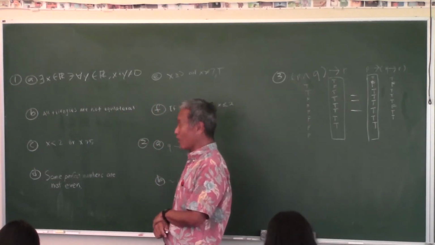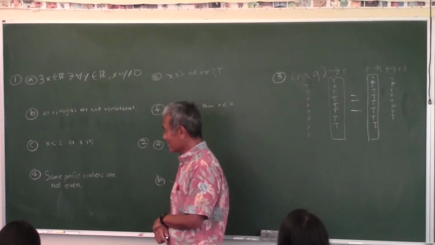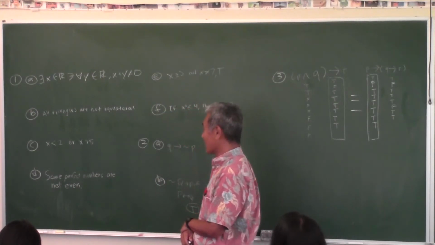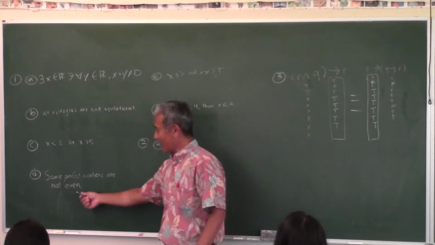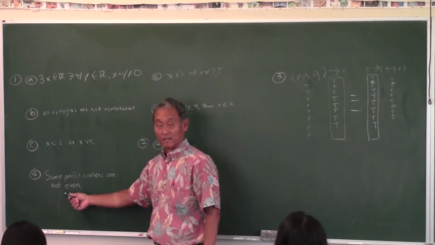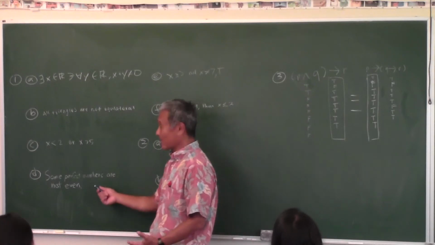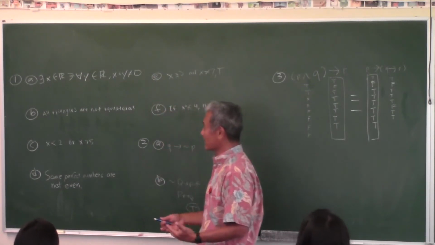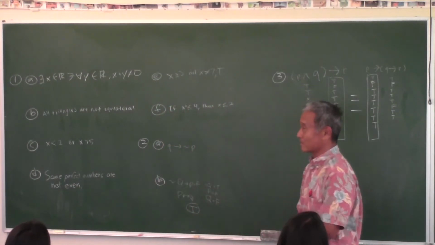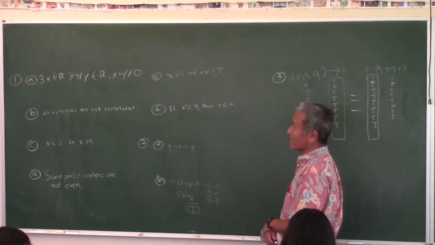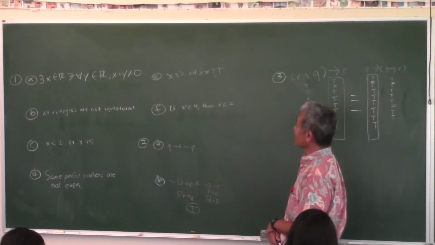X is less than 2 or X is greater than 5. Good. Some perfect numbers are not even. Good. Could you have said odd instead of not even? Yes. Because when you talk about perfect numbers, they're already whole numbers, so you don't have to worry about fractions and stuff like that. E, x is greater than or equal to 3, and x is not equal to 7.